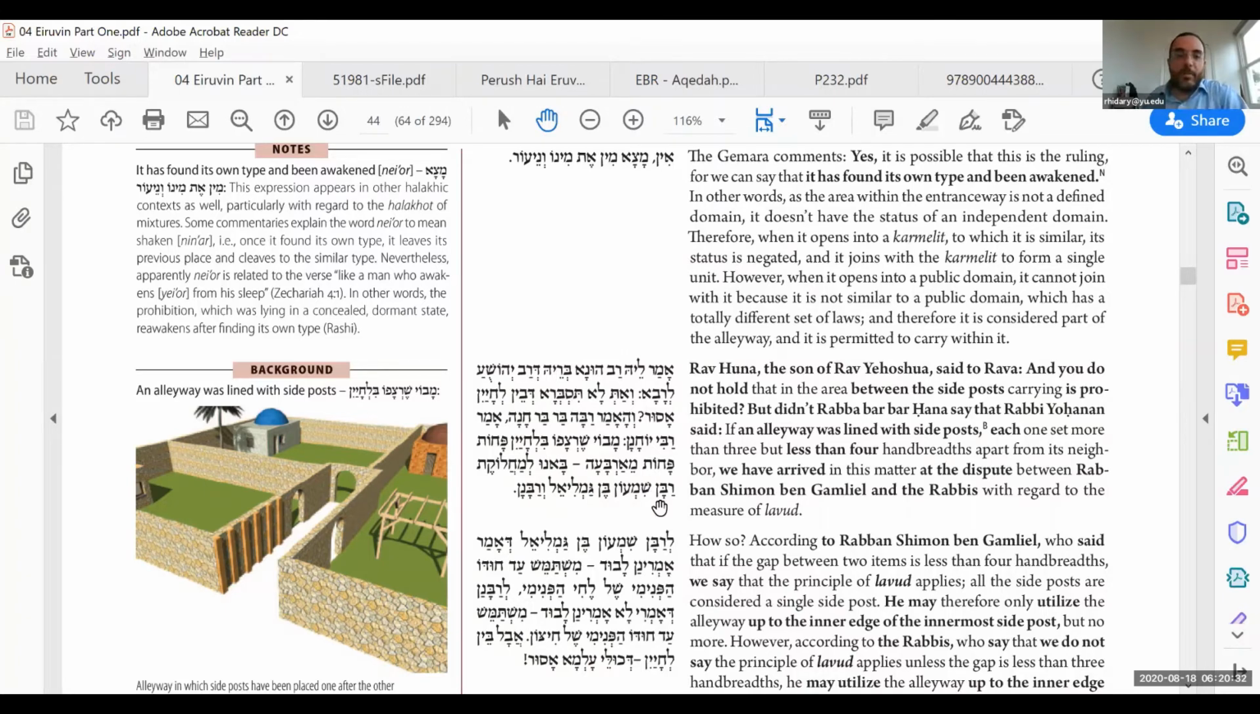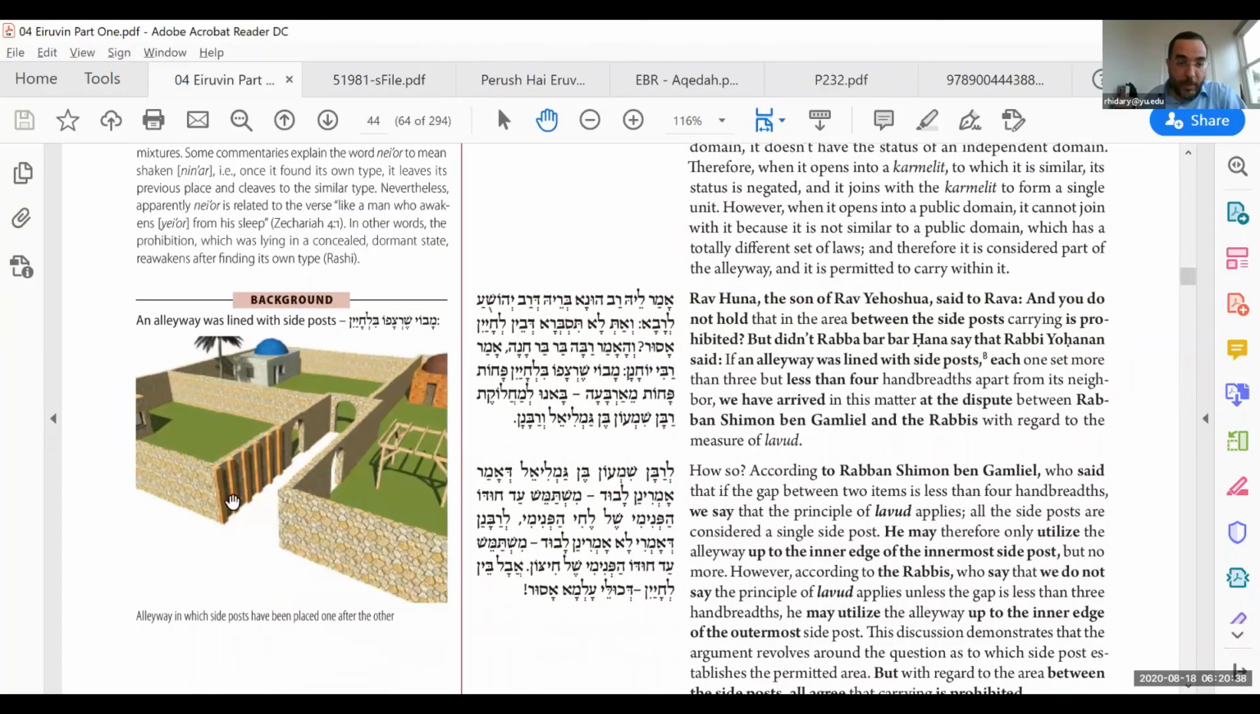So we have a case like this where you didn't put just one lechi, but you put a whole series of lechis, all across one side. Maybe a design, a kind of lattice, whatever reason the person did it.